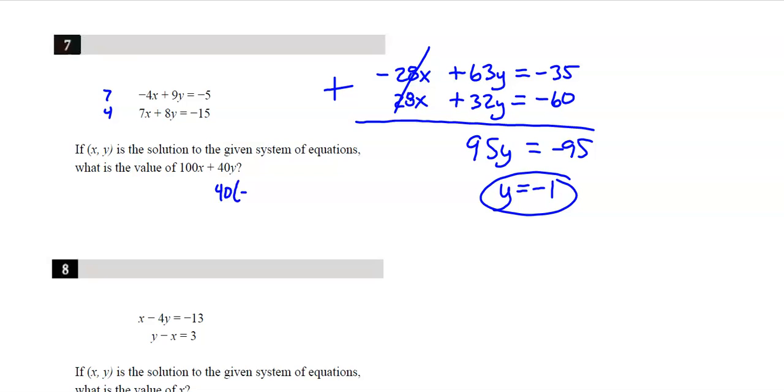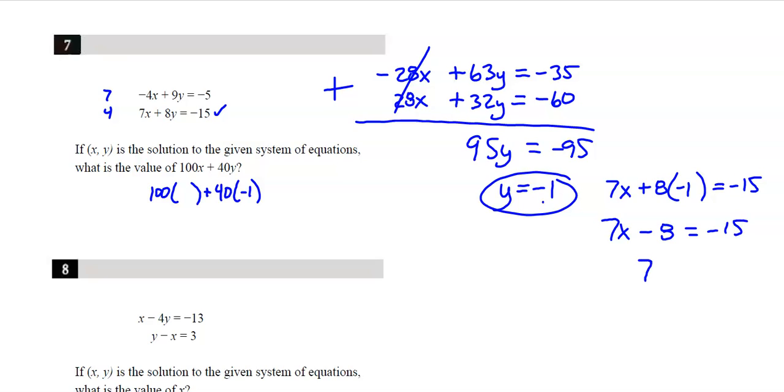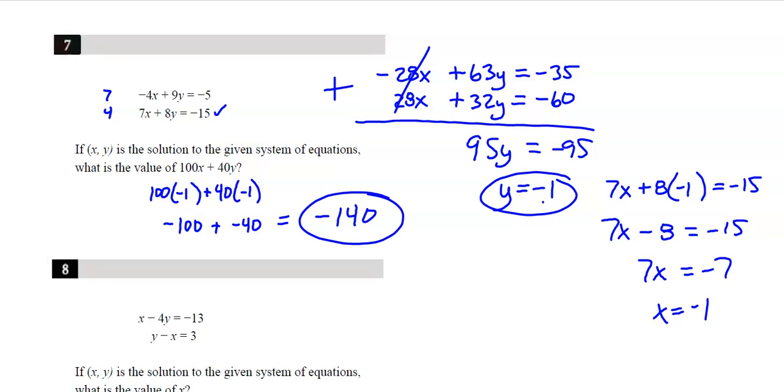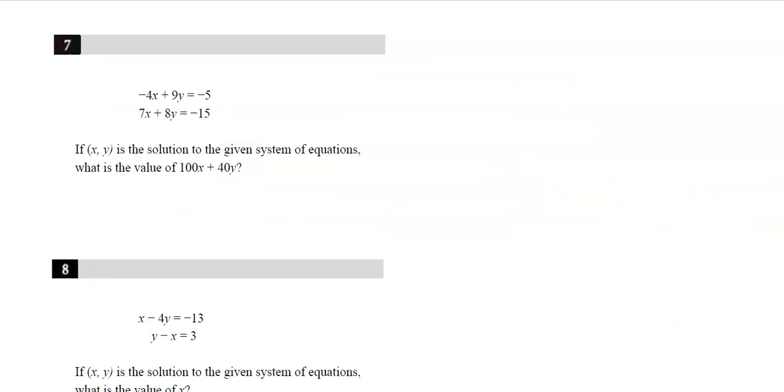So I can put my -1 here, but we need to figure out what the heck x is. So let's plug it back in and get x. I'll choose the bottom equation. Only has 1 negative. So 7x plus 8, plug the y value in, -15. So that's 7x minus 8, -15. Add 8, add 8. Divide, divide. X is -1. I can go back and plug that in. So that's -100 plus a -40 equals -140. All right, that one's a little bit of work. Keep on going.